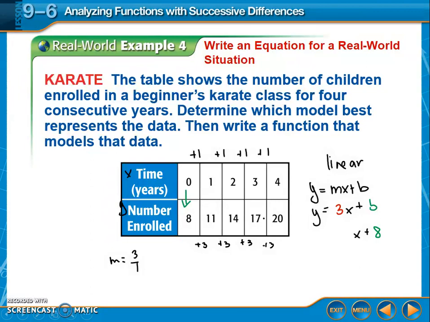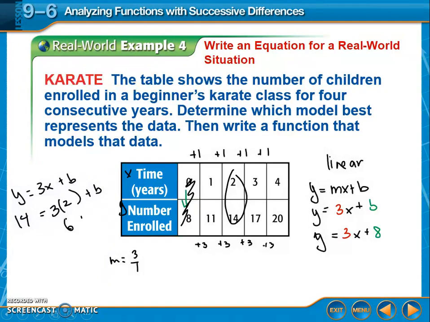If I didn't have 0 in the table there, what I could do is plug in any of the points that are there. So let's say over here I had y equals 3x plus b, and I didn't have this point here. I can choose, say, this one and solve for b. So I'm just putting in the point x and y, so I know y is 14. 3, I put in 2 for x plus b, and I get 6 plus b equals 14. I subtract 6 from both sides, and I get b is 8. So you can figure out your b that way too. But if you have the 0, it's just easiest to take it and plug it in.